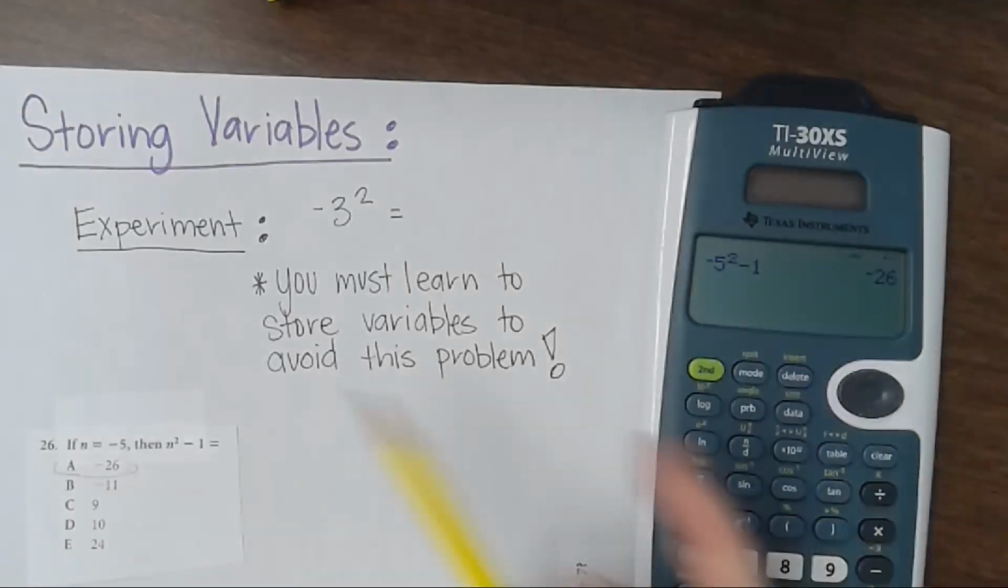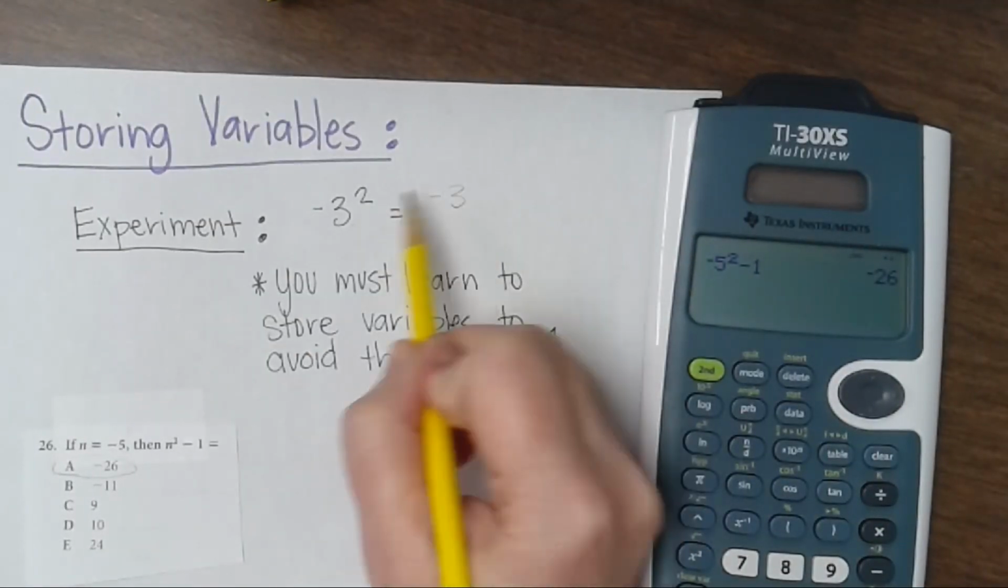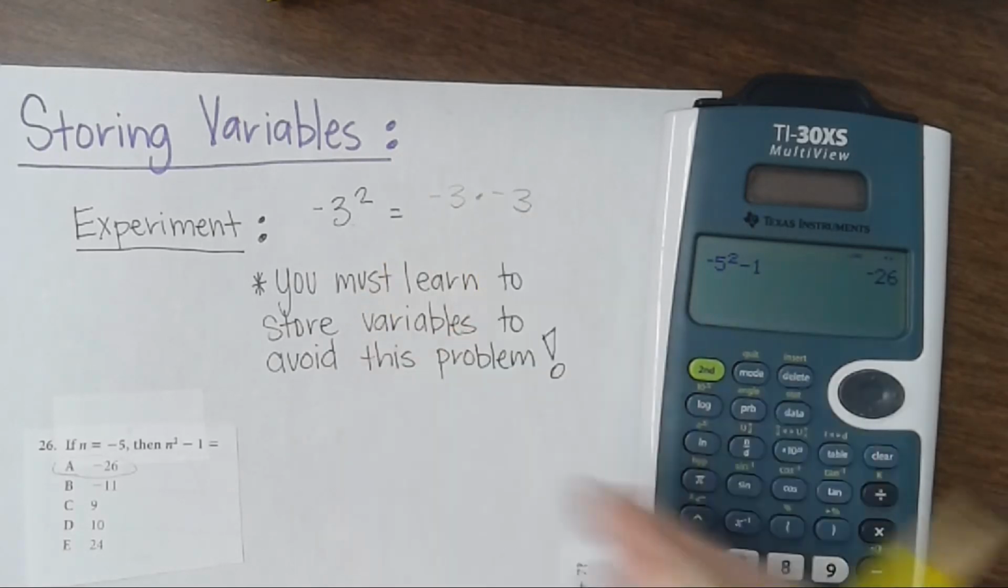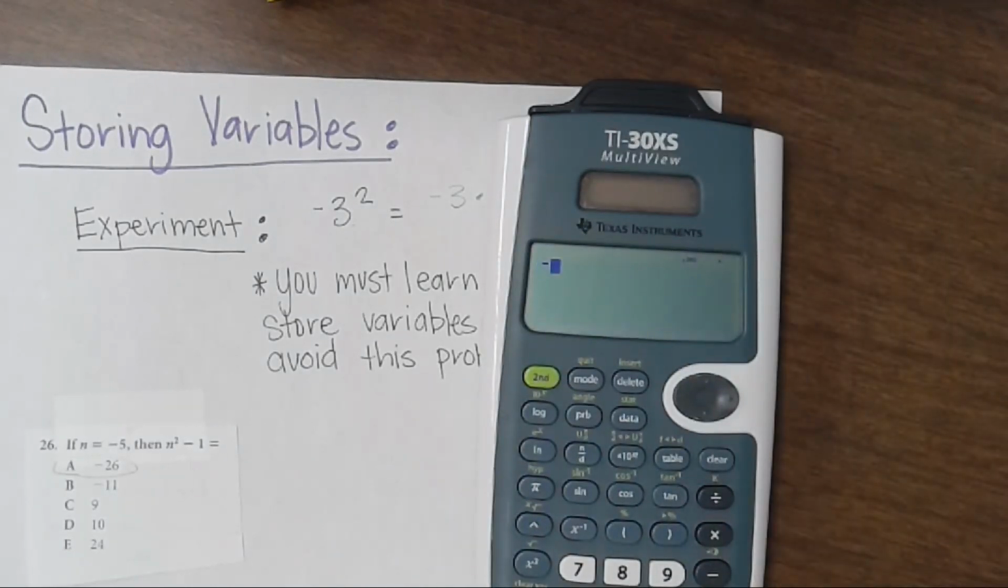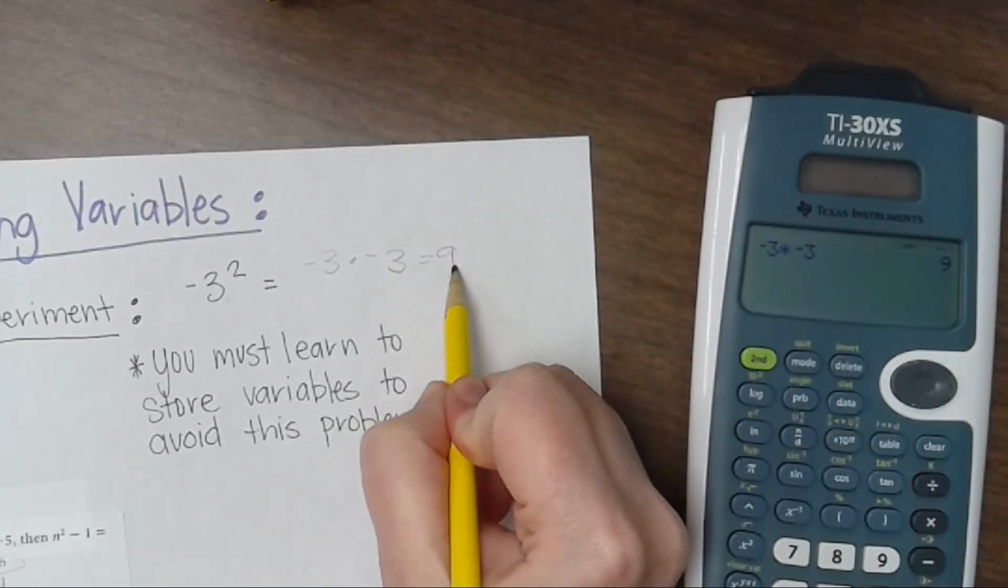-3 squared. This literally means what? It means -3 times itself, like 2 times. -3 times -3. Okay, in your calculator, clear it out. I want you to hit -3 times -3. Okay, what's the answer? The answer is 9. Equals 9.